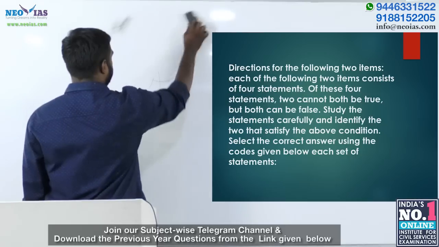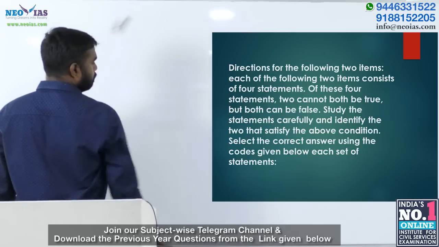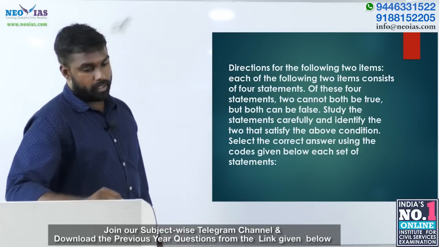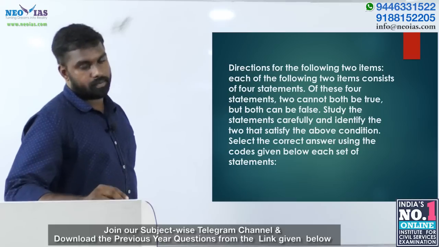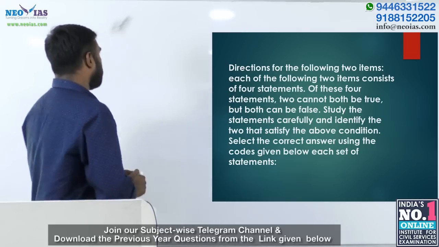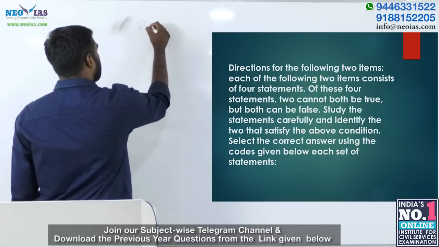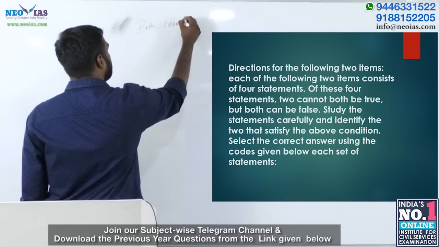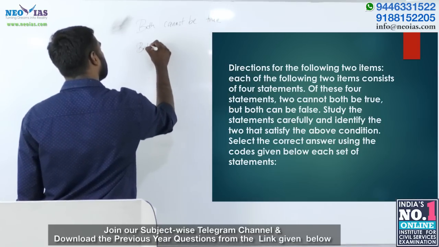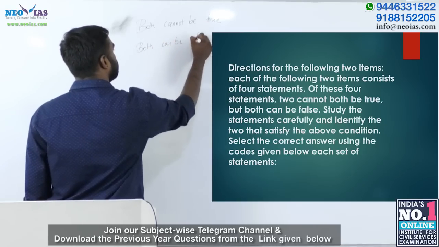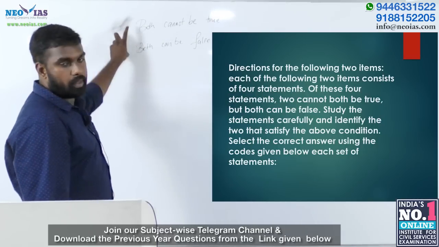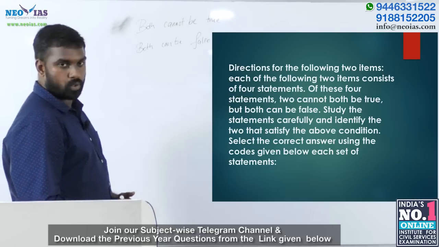Next two questions. These are the last two questions asked in 2011, and these questions are a little bit tricky. They are telling directions for the following two items, each option containing two items. You have to find a pair of items such that both cannot be true, but both can be false.